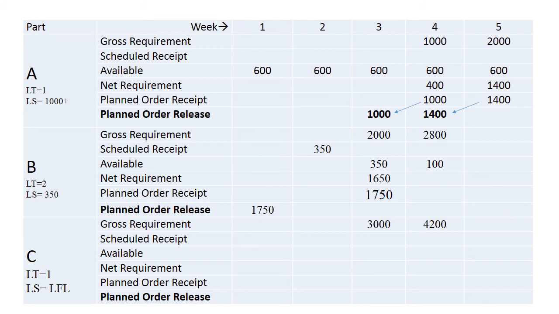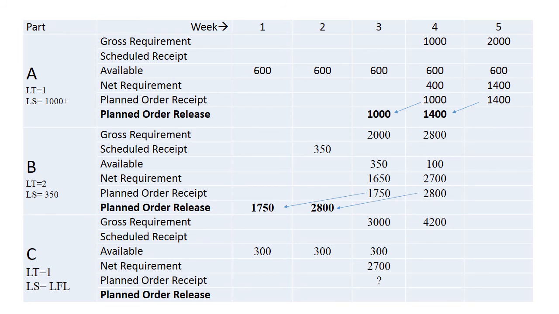Okay, so continuing forward, you got 100 extra, and for week 4 you can do a similar calculation. You needed 2,800. You have 100 carried over from the past. You need 700 more, and since they come in lot sizes of 350, you will have to have, I believe, 8 lots, which is 2,800, and you must order 2,800 2 weeks in advance because that's the lead time. And now that we have completed B, let's look at C.